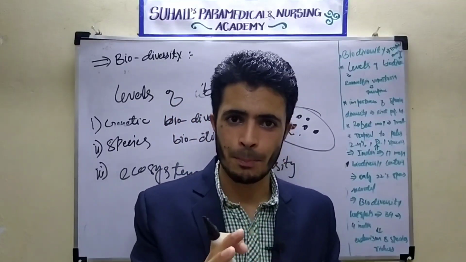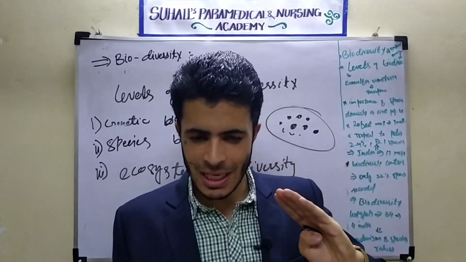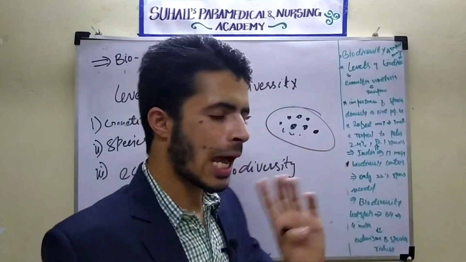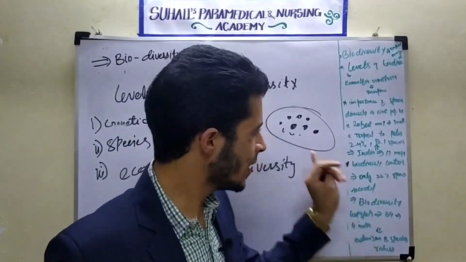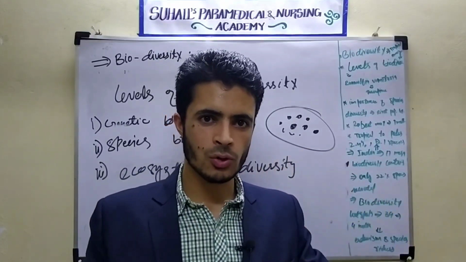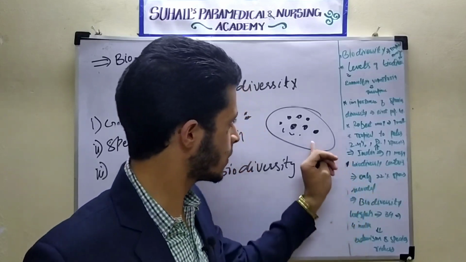So an ecosystem comprises both biotic as well as abiotic things. Biotic means living organisms. Abiotic is the physical environment. They interact with each other, and there will be nutrient cycling. There will be energy flow also within the same environment. So we call this an ecosystem.